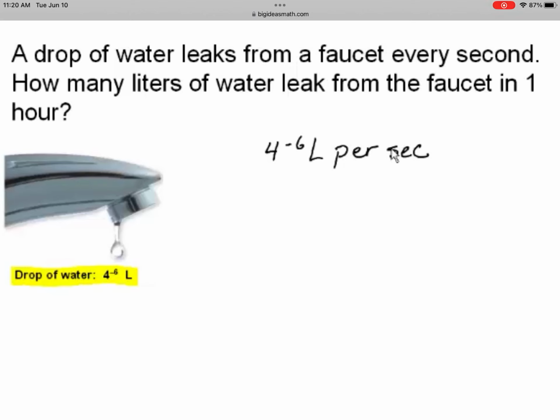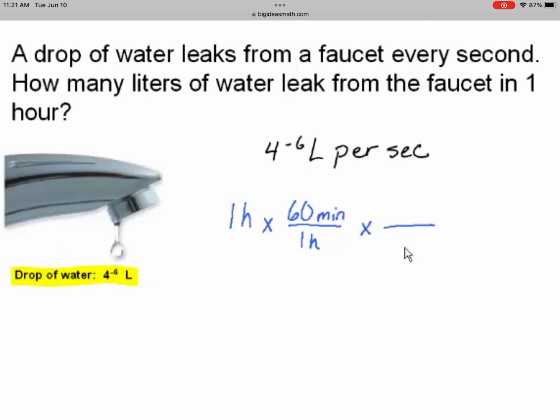The question is asking us how many liters leak in 1 hour. So we need to convert seconds to hours. To determine how many seconds are in 1 hour, we need to do 2 conversions. The first conversion is from hours to minutes. Put 1 hour in the denominator so that the units hours divide out. And 1 hour equals 60 minutes, so put 60 minutes in the numerator.